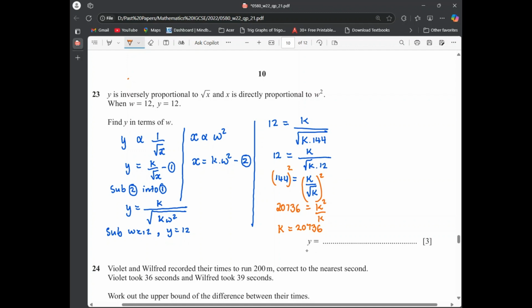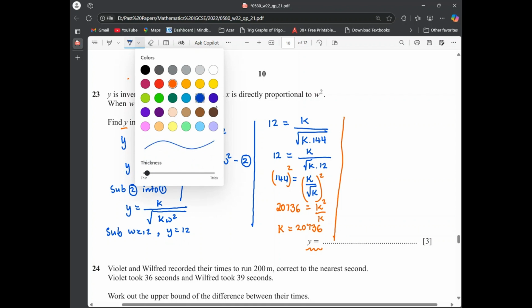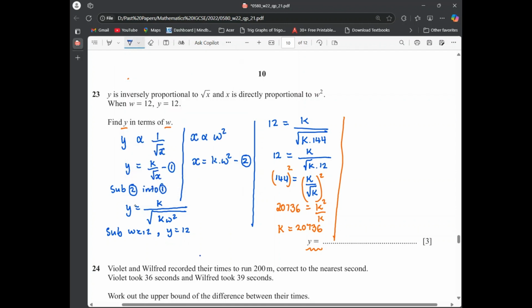Right, now I need to find the value of y. They said, what is y? Okay, find y in terms of w. Right, now y, let's go back up there. Y, if you remember what we had there, find y in terms of w.